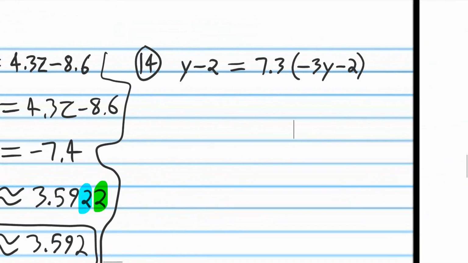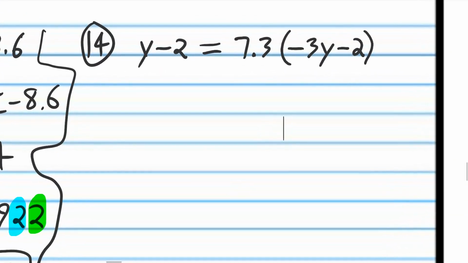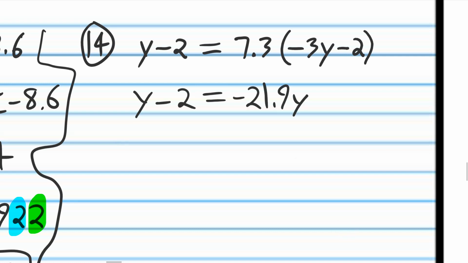All right, so now you try number 14, and when you come back, we'll do it together. All right, we're back. 7.3 times 3 would be negative 21.9y. And we get 14.6 there.